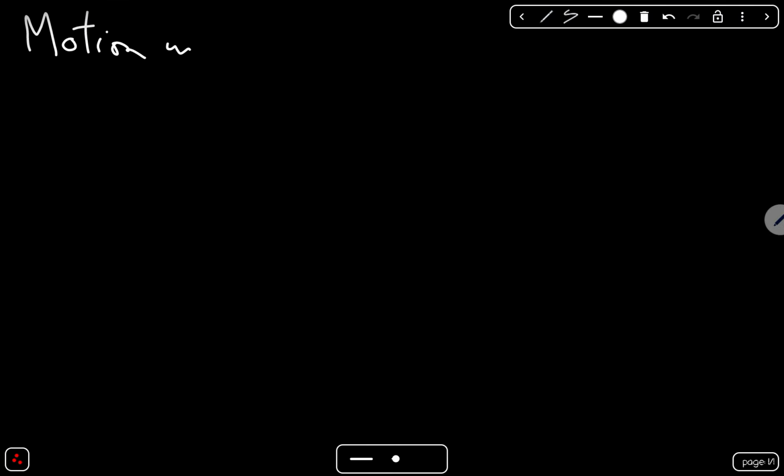Hello students, so we will continue with the chapter where we were studying motion in one dimension, but today we will be doing motion under the action of gravity. Okay, when force of gravity is acting on the body. So write down motion under the action of gravity.